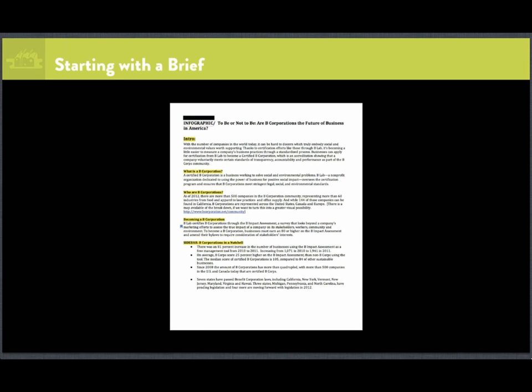So here's an example of a brief that we would get. This brief actually has a decent amount of information. This is an example, I think it was from FedEx, and it was about B corporations. So for me, B corporations was something new, and I had to do some initial research just to understand it.